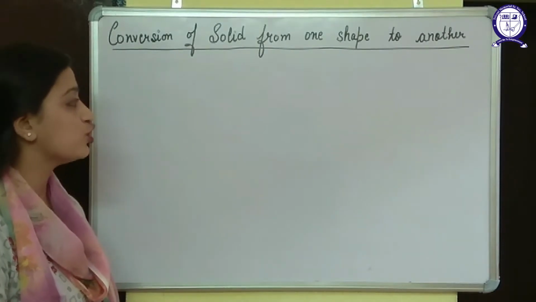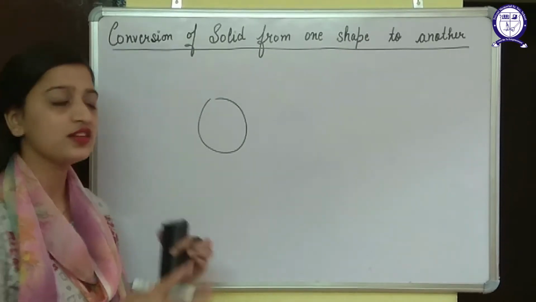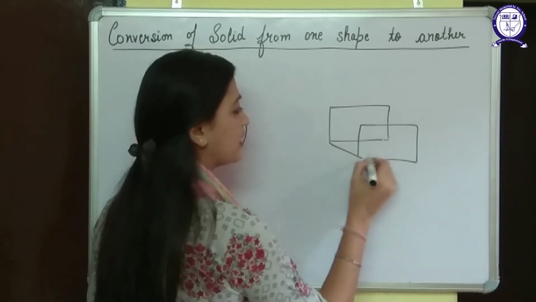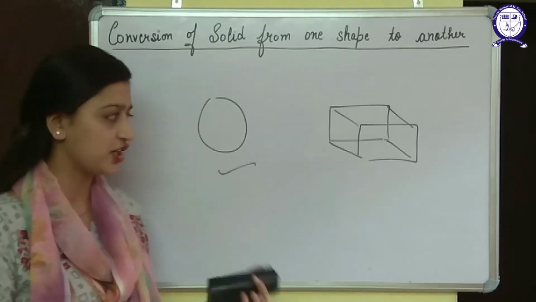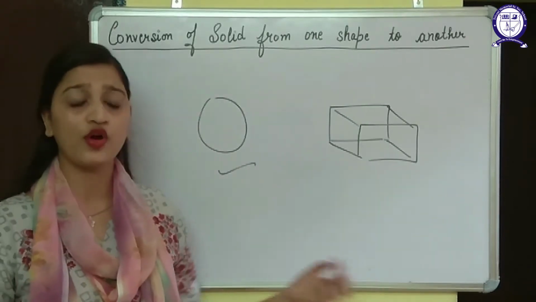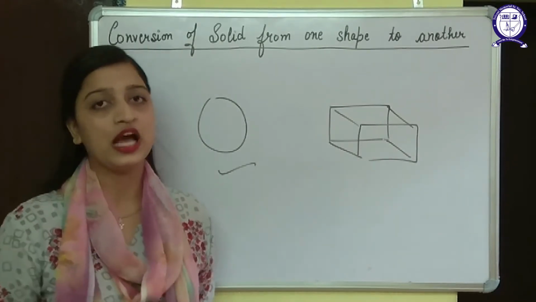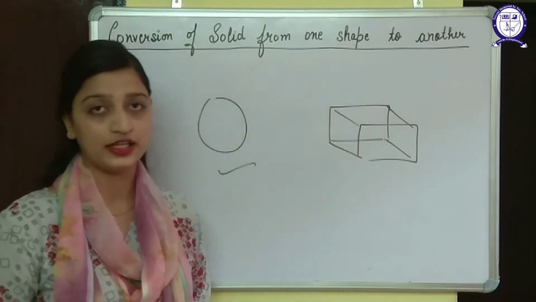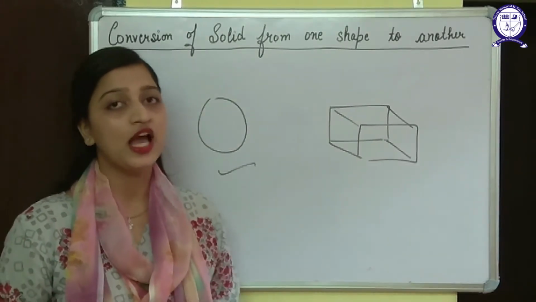It means that suppose you have a spherical bowl and you melted it and turned it into a cuboid. The questions will be like this: one shape will be given to you and you will change its shape into some other shape. It can be sphere into cuboid, or sphere into a conical shape, or any shape can be converted into the other one. So this is the topic in which we are going to do the questions related to changing the shape of one solid into another.